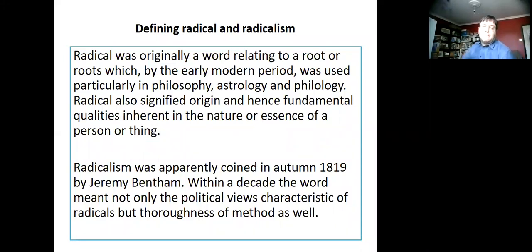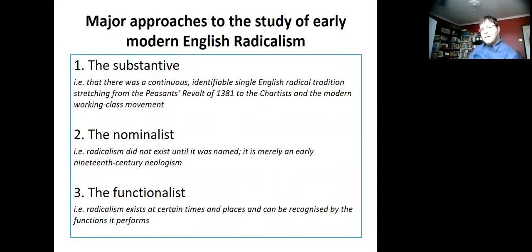Radicalism, the second part of my title, isn't actually a word used in any political sense until the early 19th century. As we see here, probably coined by the founder of UCL, Jeremy Bentham, in about 1819. Now that leads to a substantial problem. Radicalism is therefore anachronistic. It's not a word that exists in the 17th century, even if the word radical does.